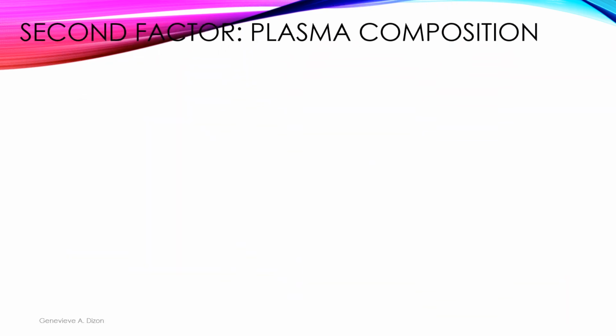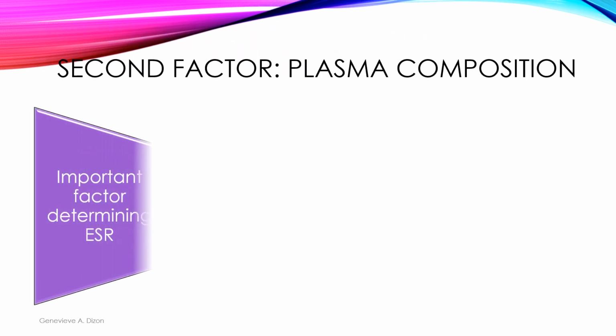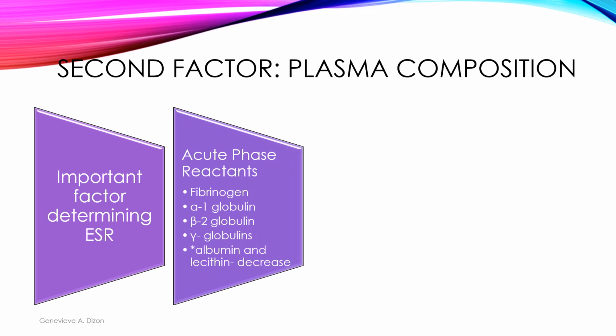Another factor to consider is plasma composition, and this is an important factor when we are trying to determine erythrocyte sedimentation rate. One of the components of plasma that affects ESR are the acute phase reactants. These are plasma proteins that can control the rouleau and aggregation of red blood cells. When there is an increased protein concentration, for example, fibrinogen or alpha-1 globulin, beta-2 globulin, or gamma globulins, an increase of any of these acute phase reactants would cause rouleau and aggregation of red blood cells, therefore increasing sedimentation.